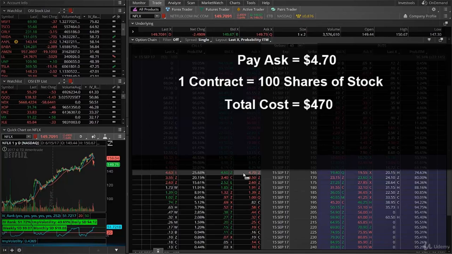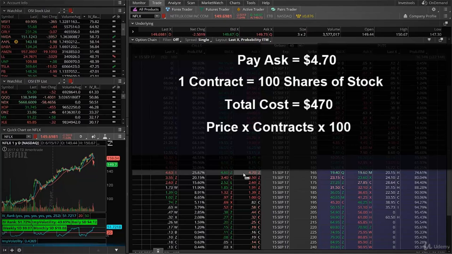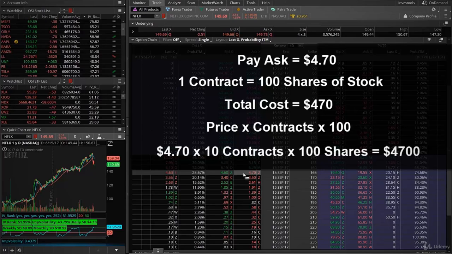Even though option contracts control 100 shares, the prices are listed on a per-share basis. So whatever the price is listed at, you would calculate the cost of the trade by multiplying the price times the number of contracts purchased, so times 100. If we wanted to purchase 10 contracts, we would pay $4.70 times 10 contracts times 100 shares for a total of $4,700. We would then have the right to control 1,000 shares of stock.